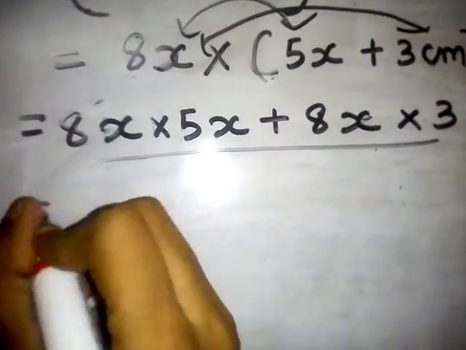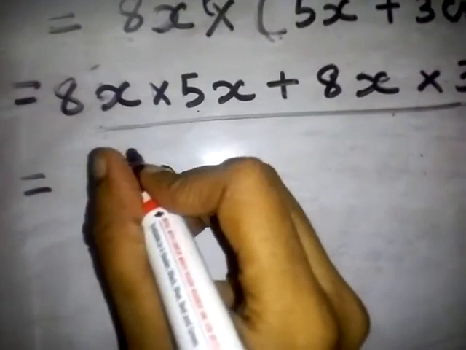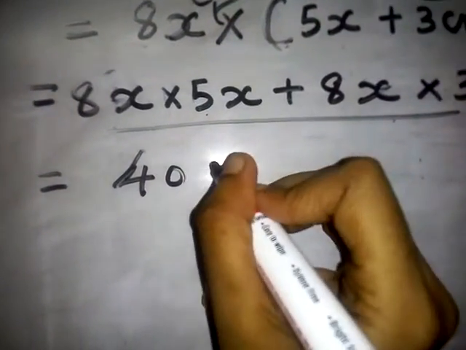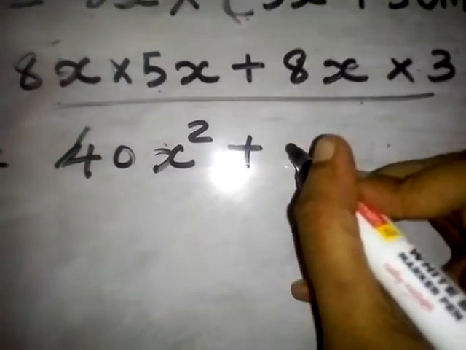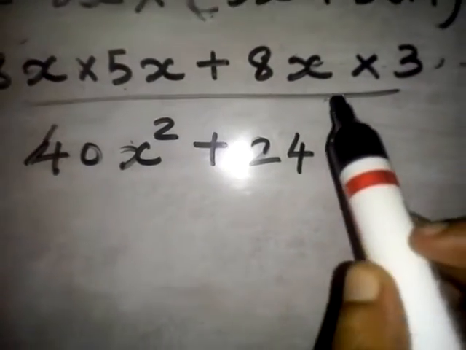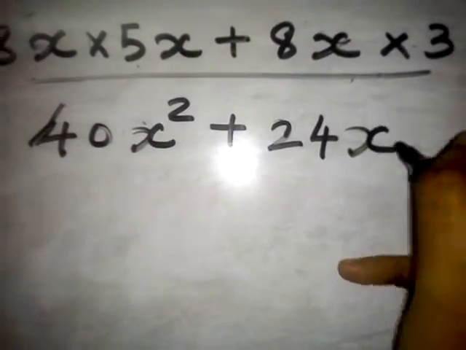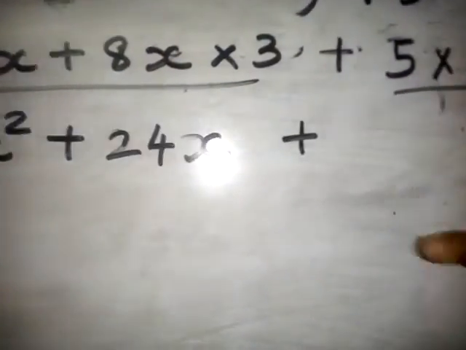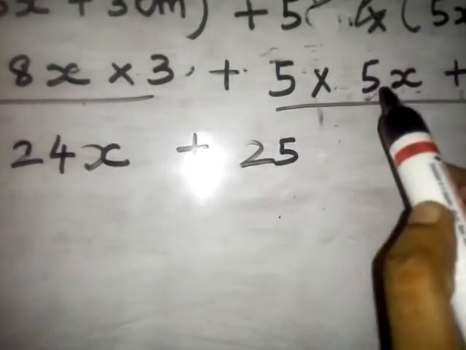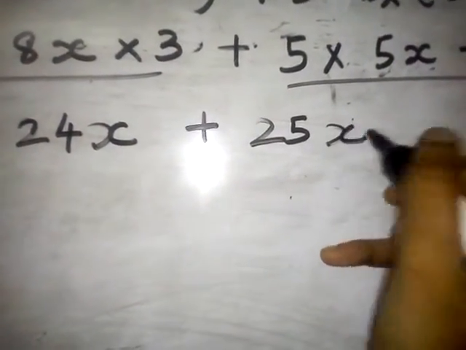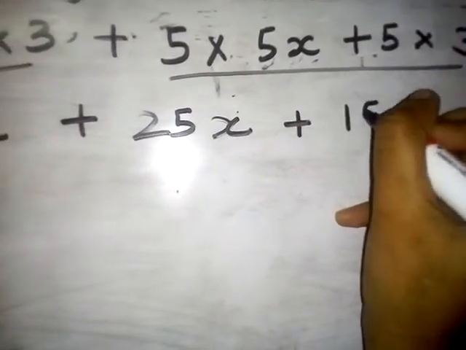Now in this you have to solve. 8 5s are 40. x into x, x square. Plus 8 3s are 24. You have only one x, only one number with variable, that is x. Plus 5 5s are 25. You have one number with variable x, so write x. Plus 5 3s are 15.